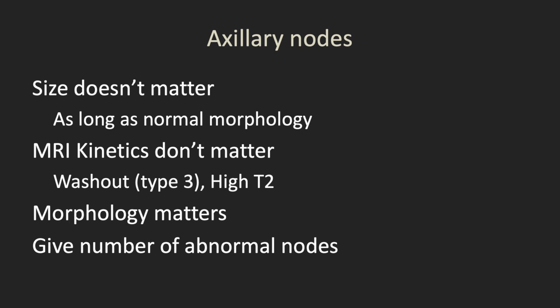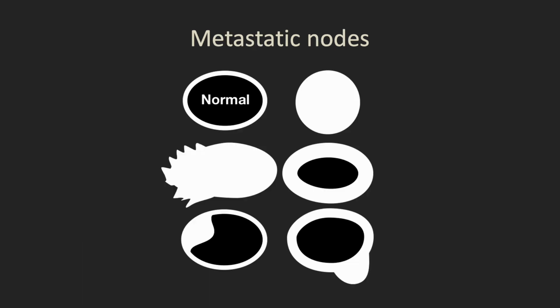It's also important to the surgeons to give them an idea of the number of abnormal nodes, because patients may be managed differently if they have 1 or 2 nodes abnormal as opposed to 4, 5, or 6.